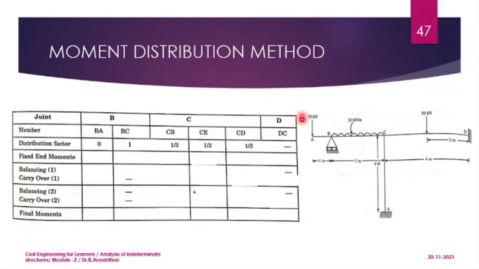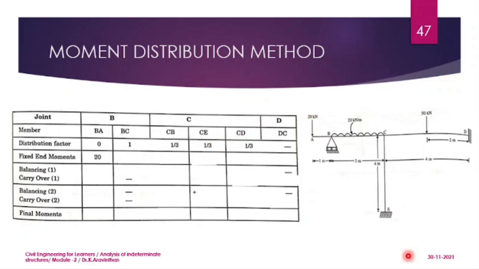If you are considering joint E, you will be having E and C. How many joints are here? B, C, D and E. Joint A is not taken, it is not having any support in order to take load, so it is not a joint, it is free. Okay. Next, the members are written. The distribution factor values you got are 0, 1, 1 by 3, 1 by 3 and 1 by 3.